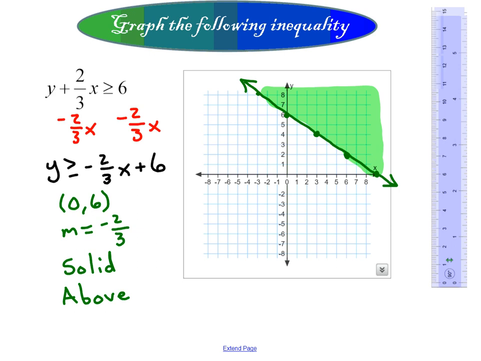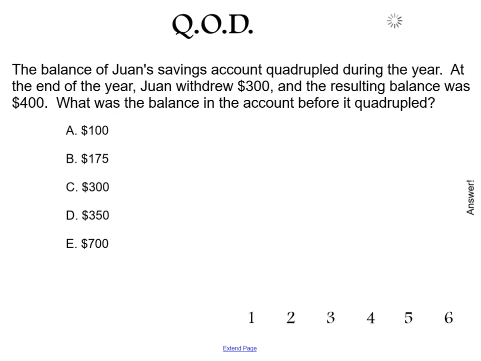Let's look at our next problem. We actually don't have to do that one. So we are actually all set with all of our work for today.